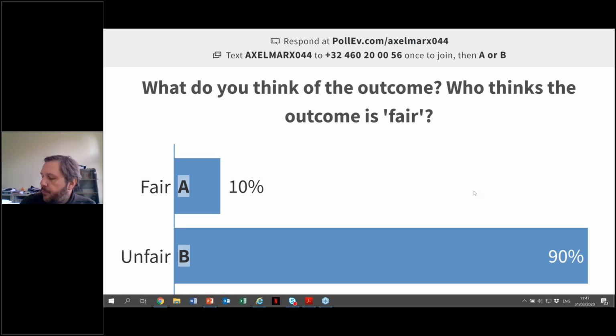You are completely correct. They're proposing quite far-reaching reforms of ISDS. I will come back to that later in the lecture.